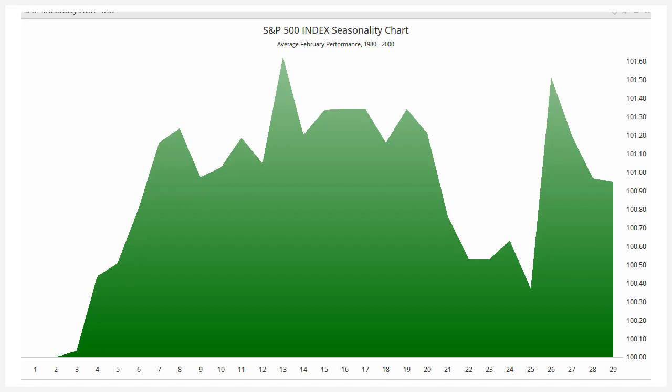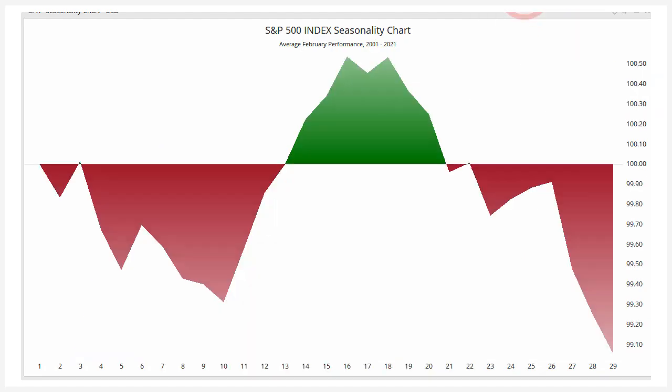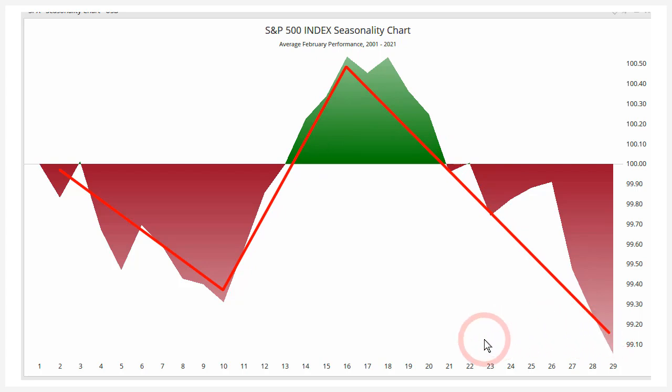So here's the seasonal pattern during the month, and I've got the month of February here, and this is from 1980 to 2000. And you can see February starts out strong, then kind of plateaus, has a dip, and then has a bounce at the end of the month. But this changes when we look at the last 20 years. This is from 2001 to 2021. And it shows that February starts out weak and then gets a bounce into the middle part of the month and then weakens towards the end of the month.